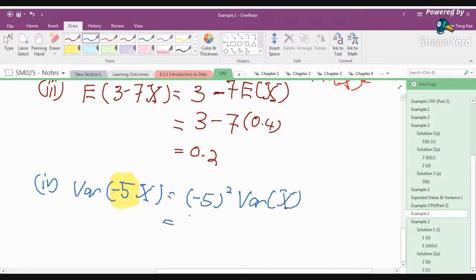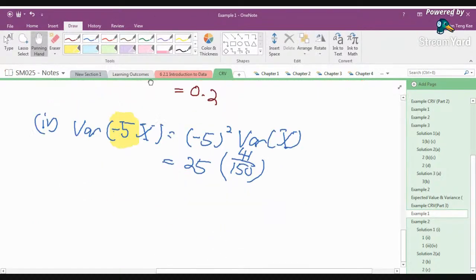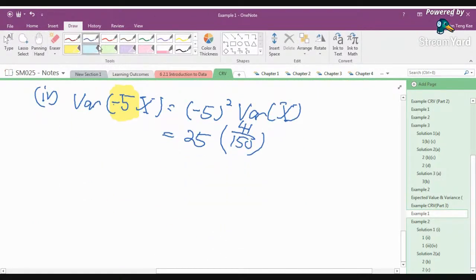As a result, we have 25 when you square negative 5. And the variance that you found just now, according to our calculation in part 2, is 41 over 150. When you multiply and simplify it, you find the answer can be written as 41 over 6. Keep it in fraction form in this case, because this is the exact answer. It will be more accurate.